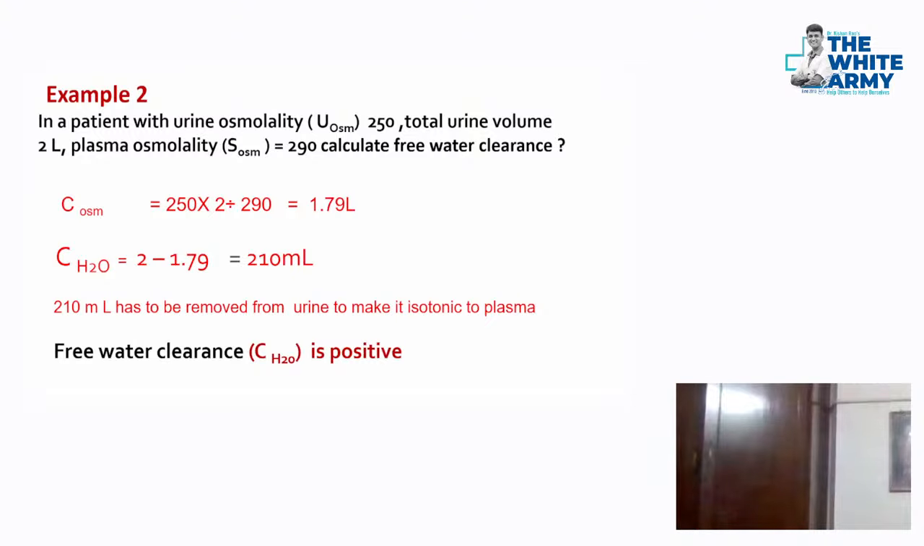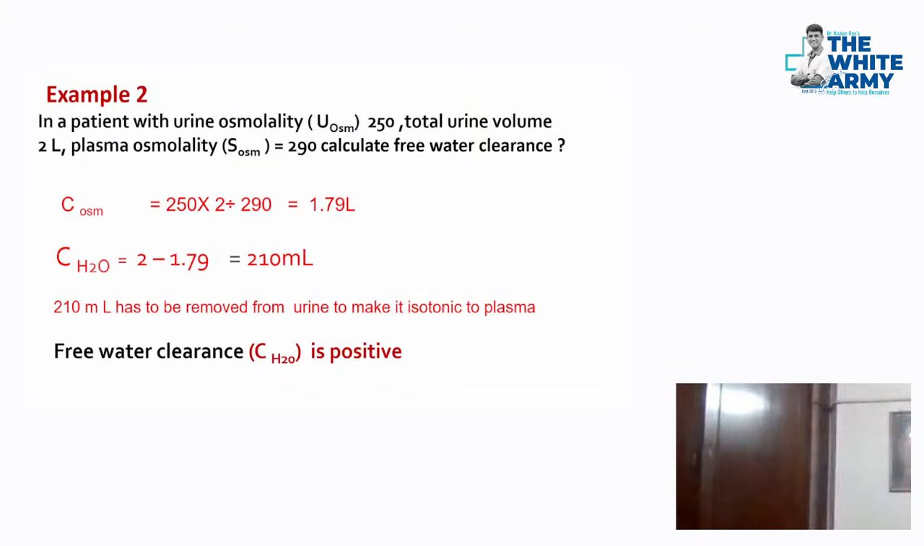In a patient with a urine osmolality of 250 and a total urine volume of 2 liters, if the plasma osmolality is again 290, we see the urine osmolality is low. Again, to repeat, when the urine osmolality is low, it contains more water than plasma. The osmolar clearance in this patient is 1.79 liters. The free water is the total urine volume minus the osmolar clearance, which is 210 ml. So again, if you want to make this urine isoosmotic to plasma, you have to remove 210 ml that is excreted in excess by the kidney. So here the free water clearance is again positive.